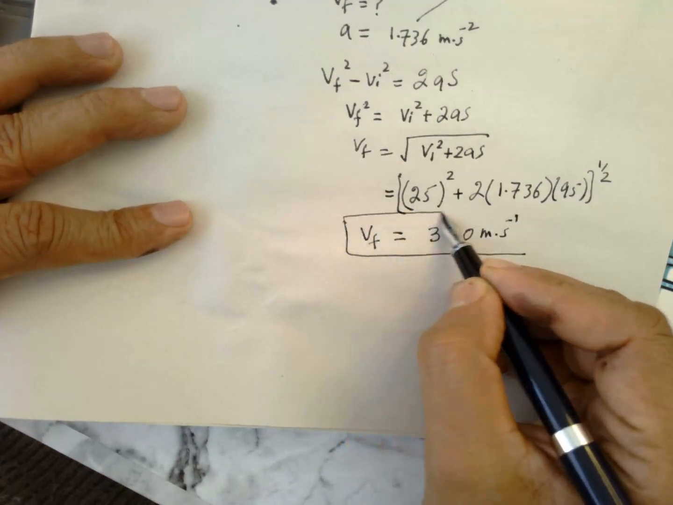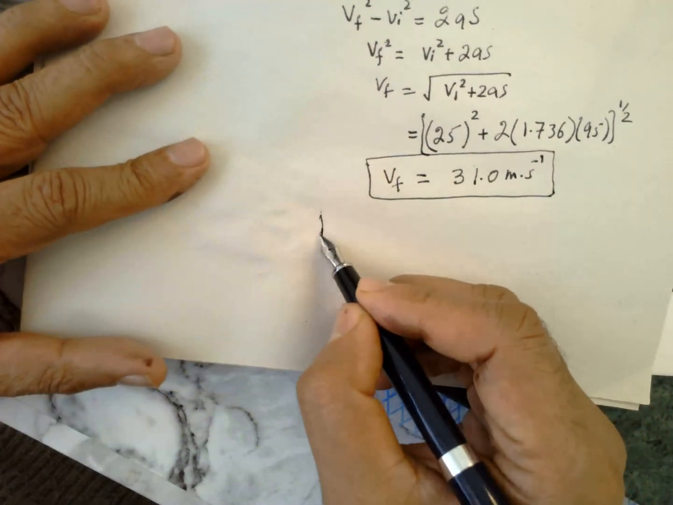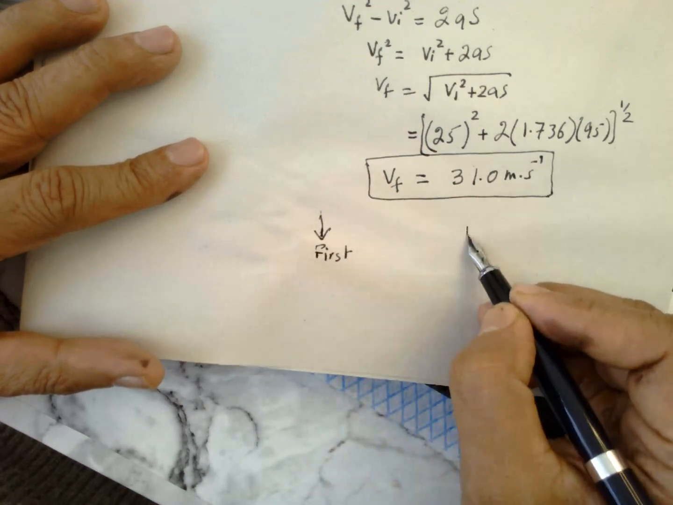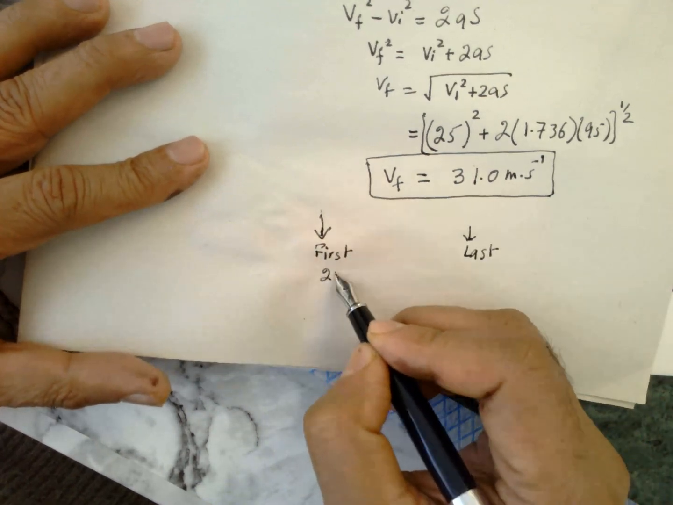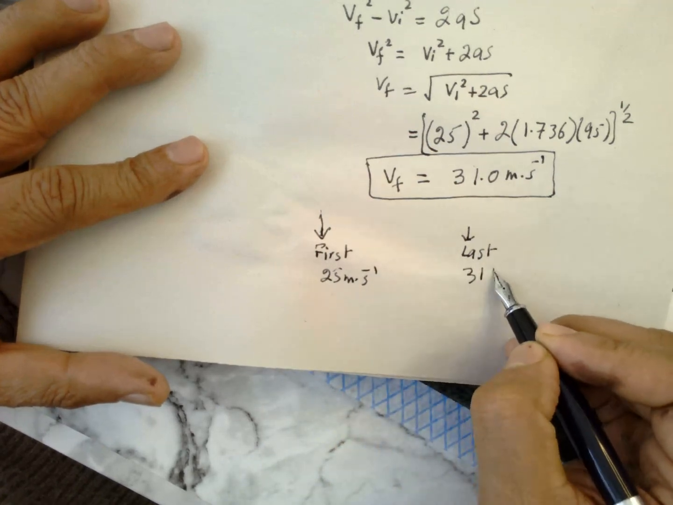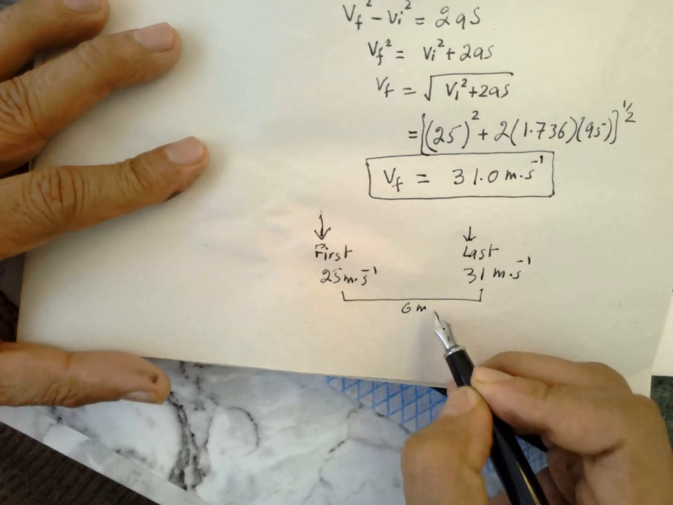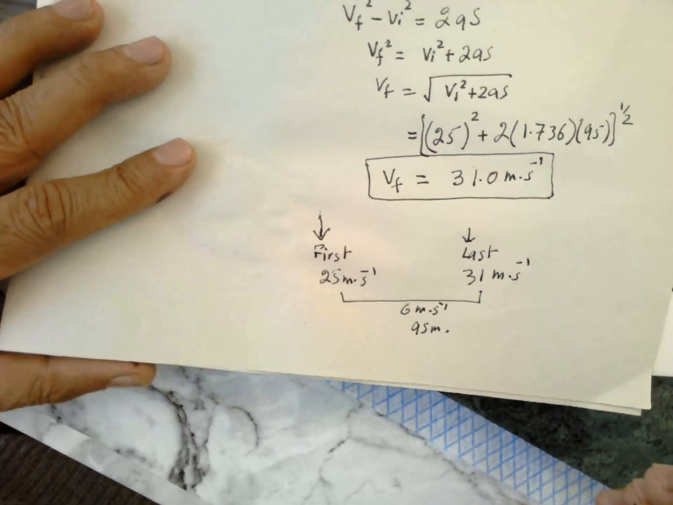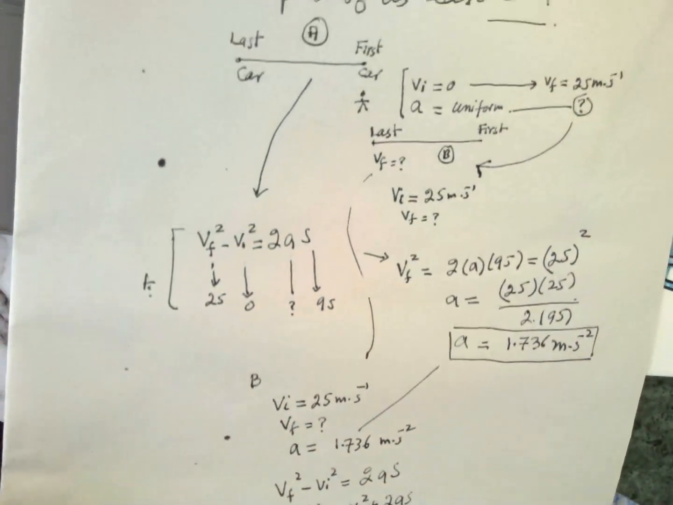So at the start is the first car and the last car. The first car has 25 meters per second and the last one has the final speed found above. So there is a difference in speed over 95 meters. This is the experience seen by the worker. So this is the question.